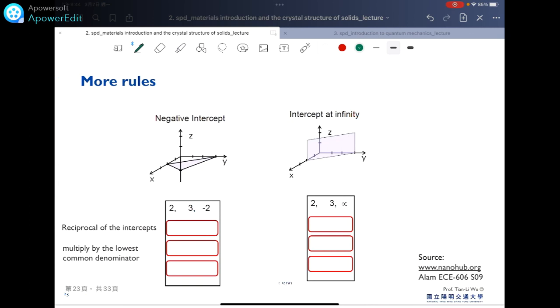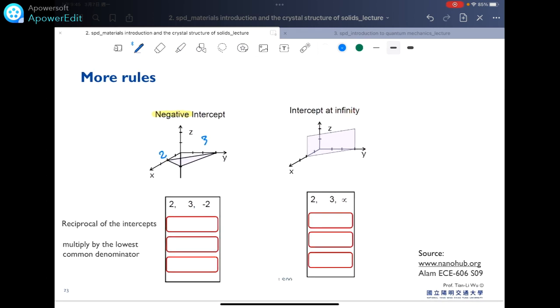So here are some more cases. Of course, the planes we are interested in are not always as simple as what we have been shown. Sometimes there's a special case. For example, the first one is the negative intercept. Here this is 2 and this is 3, however the plane crosses the z axis at minus 2. So therefore, we are interested in this plane.